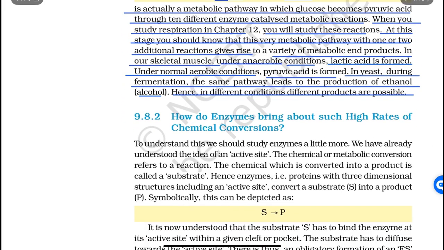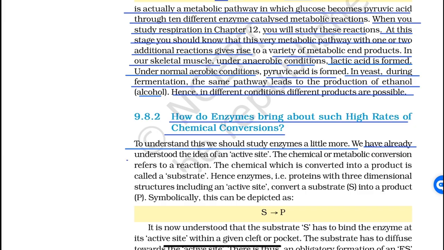Next is how do enzymes bring about such high rates of chemical conversions. To understand this, we should study enzymes a little more. We have already understood the idea of active site. The chemical or metabolic conversion refers to a reaction. The chemical which is converted into the product is called a substrate.